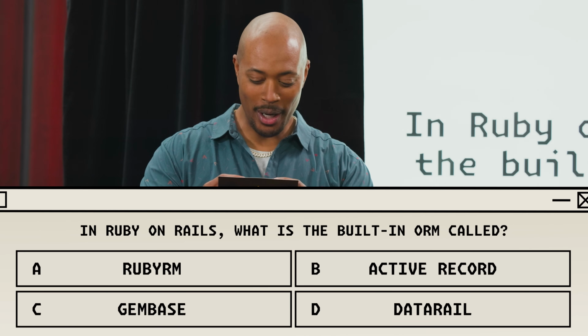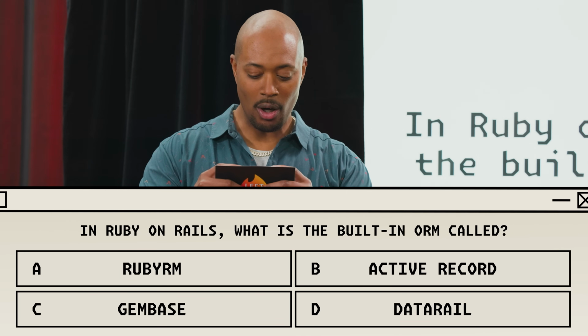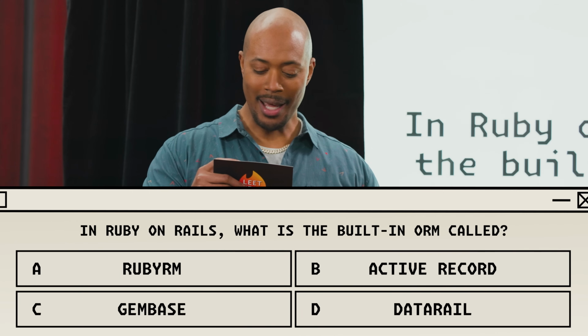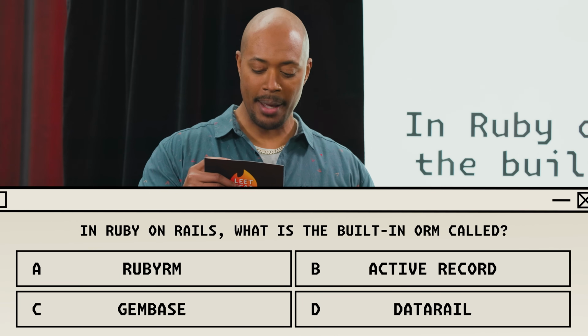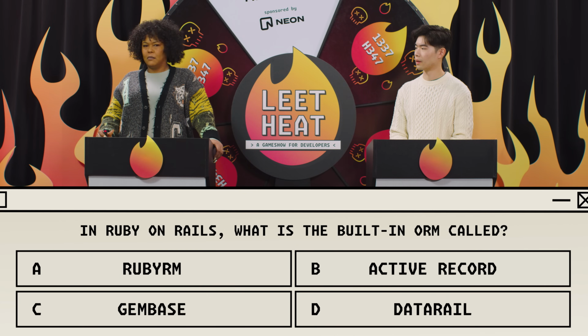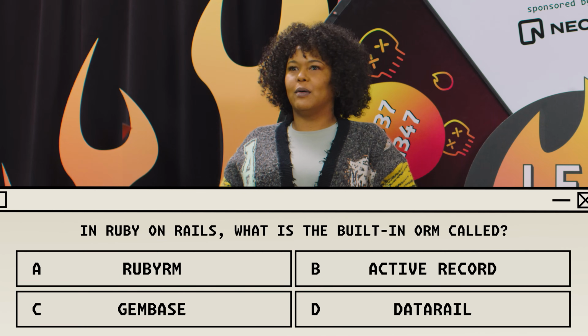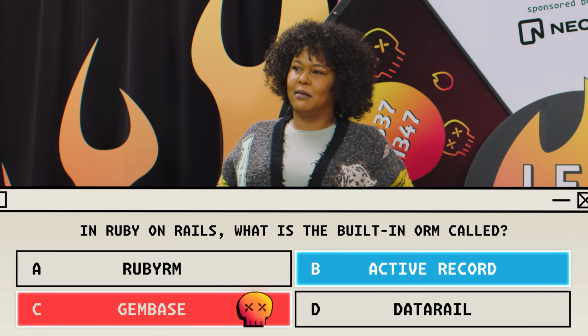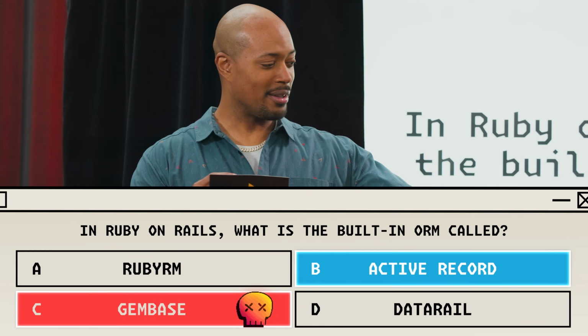Final question in the category. In Ruby on Rails, what is the built-in ORM called? Is it A, Ruby RM, B, Active Record, C, Gembase, or D, Data Rail? I have no idea why I'm trying to answer a Ruby question. Is it Gembase? C? You should have had the idea to stop, but it's okay. Spicy bite coming up for you. Sammy, your chance. I'm good. I like to watch her eat.